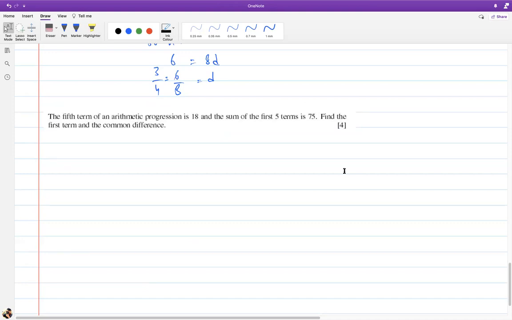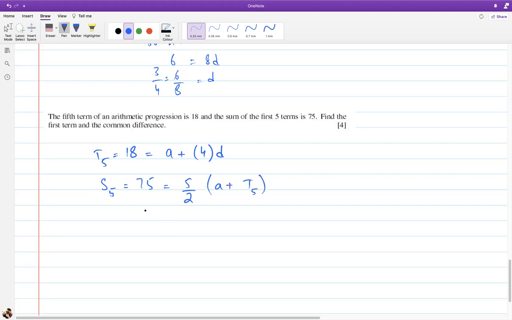The fifth term of an arithmetic progression is 18. That means term number 5 is 18. वैसे term number 5 कैसे आती होगी? It will be the first term plus 4 jumps of d. यही होगा. अच्छा. And the sum of first 5 terms is 75. और वो कैसे आया होगा? I will have 5/2 pairs of the first term and the fifth term. तब जाके मेरे पास ये 75 आया होगा. So that will be 75 is equal to 5/2 into a plus 4d. That is 75 is equal to 5/2 into 2a plus 4d.